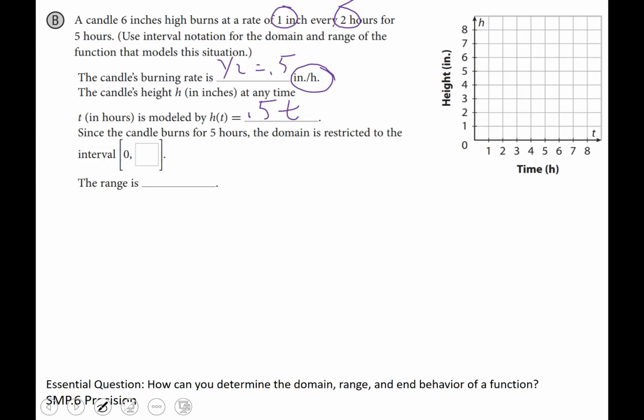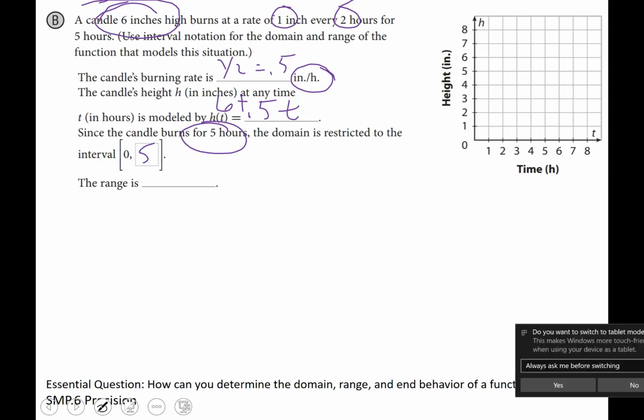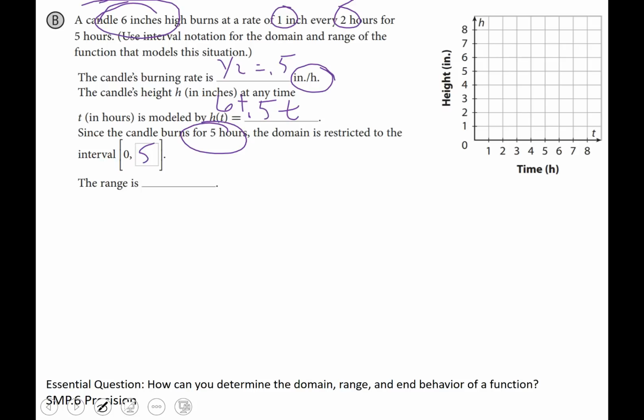Oh, there's a catch on this one. This one says it starts here, so that's an initial value. So actually we do 6 plus 0.5t. So it's actually starting at 6 and decreasing. The last one started at 0 and increased. So since the candle burns for 5 hours, the interval, well, it stops at 5, so it's got to be 0 to 5. The range is, so this is where we have to come up with the y values. So you probably want to plug it into that function right there.